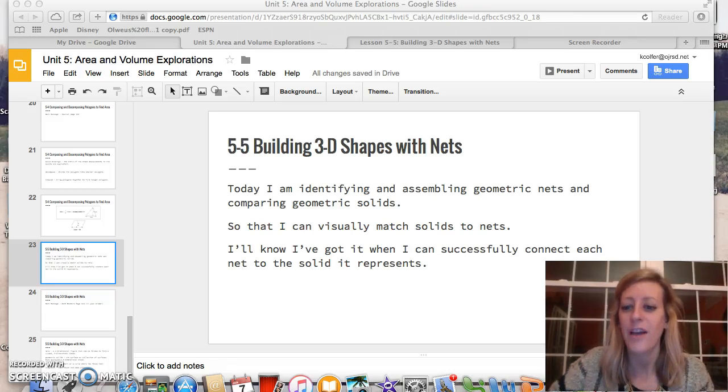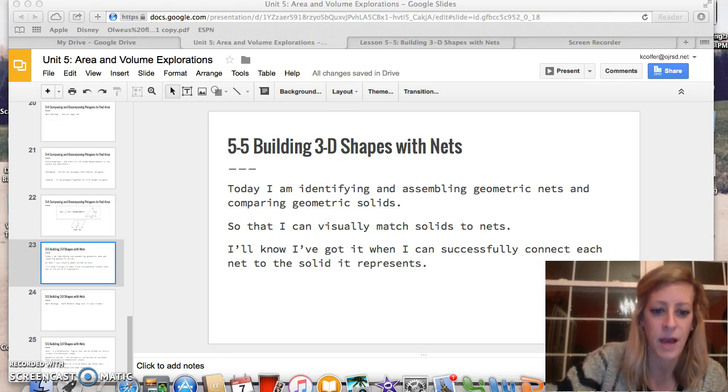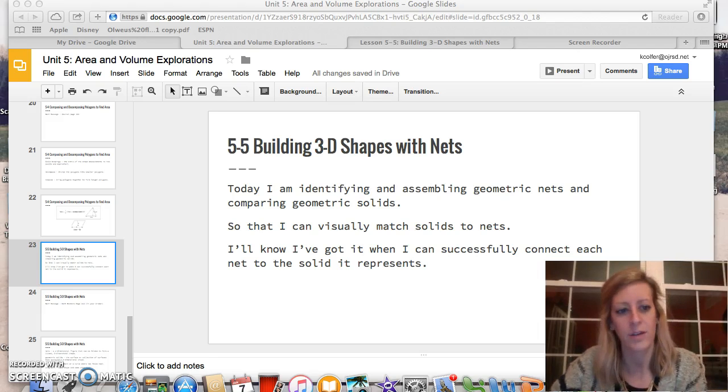Okay, lesson 5.5, building 3D shapes with nets. Our last lesson of our flipped classroom for this week. I hope you guys enjoyed this experience. We're going to get some feedback from you next week about what you thought and see if this would be something that you think would be beneficial as being part of our regular math class.